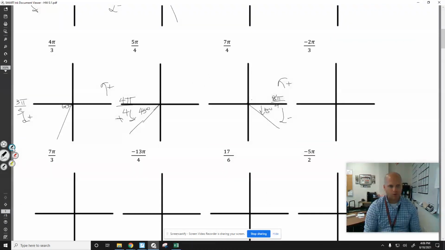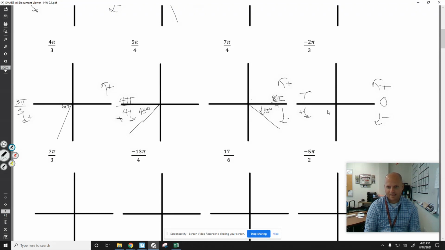Negative 2 pi over 3. Well, if this is 0 and you start going this way, that's a negative direction. Puts this pi also at negative pi. Okay, that's negative 3 pi over 3. All right, let's be careful. Adding goes this way, subtracting goes this way.